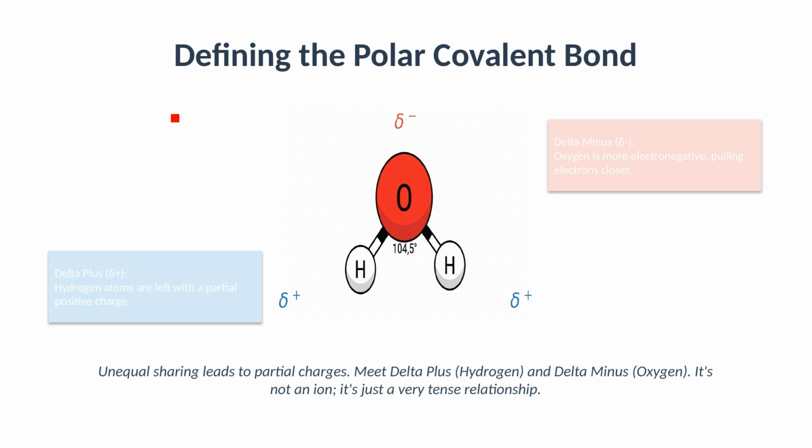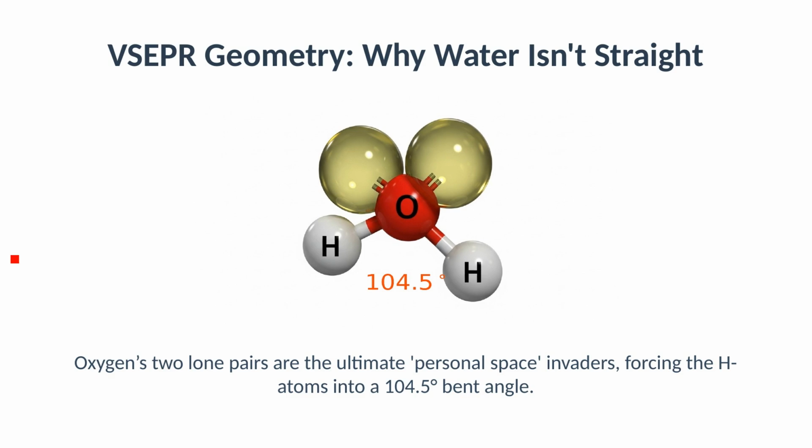Notice those little Greek symbols on the diagram, the delta plus over the hydrogens and the delta minus over the oxygen. This doesn't mean it's an ion. It just means there's an unequal sharing of wealth. Think of it as a very lopsided partnership where one side is always just a little bit more negative than the other. Now, why is water bent?